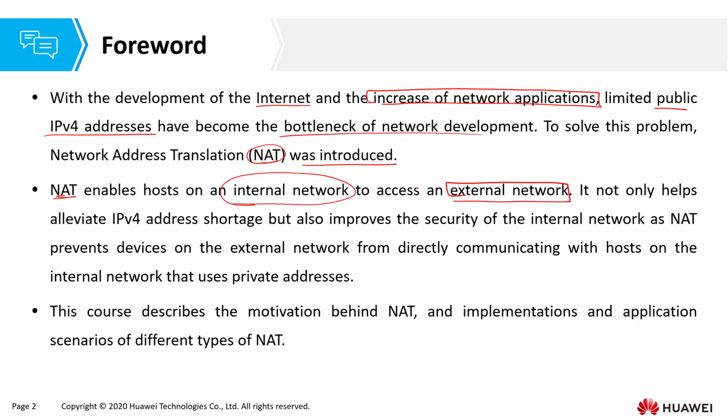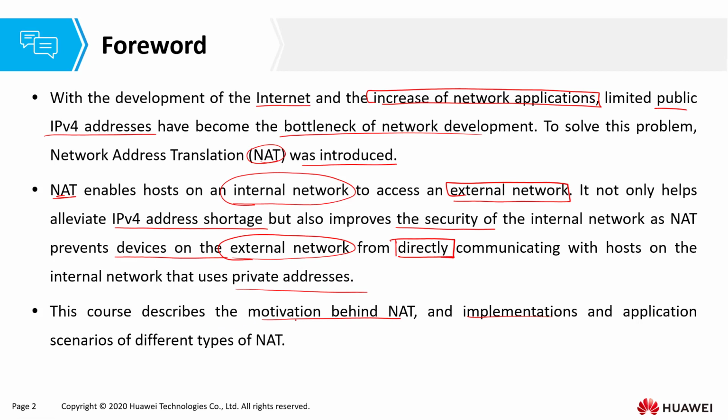It not only helps alleviate IPv4 address shortage, but also improves the security of the internal network, because NAT prevents devices on the external network from directly communicating with hosts on the internal network that use the private addresses. This chapter describes the motivation behind NAT, the implementations and application scenarios of the different types of NAT.